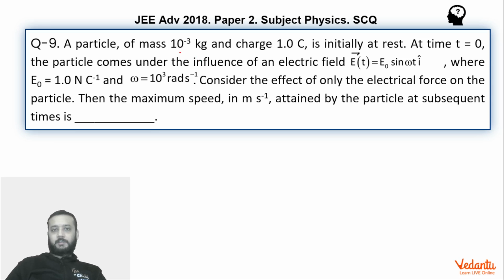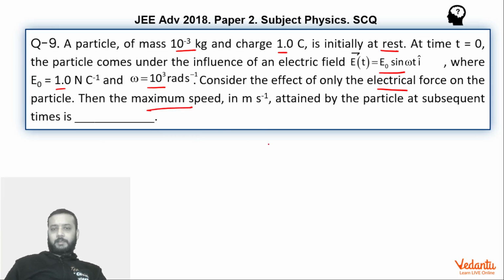So what's happening over here, there's a particle of mass 10 to the power minus 3 kg and charge 1 coulomb. It is initially at rest. At time t equals 0, it comes under an electric field whose variation with time is E naught sine omega t. That means this electric field varies sinusoidally in the positive i cap direction. E naught value has been given, omega has also been given. We have to consider only electrical forces and we have to find the maximum speed attained by this particle.